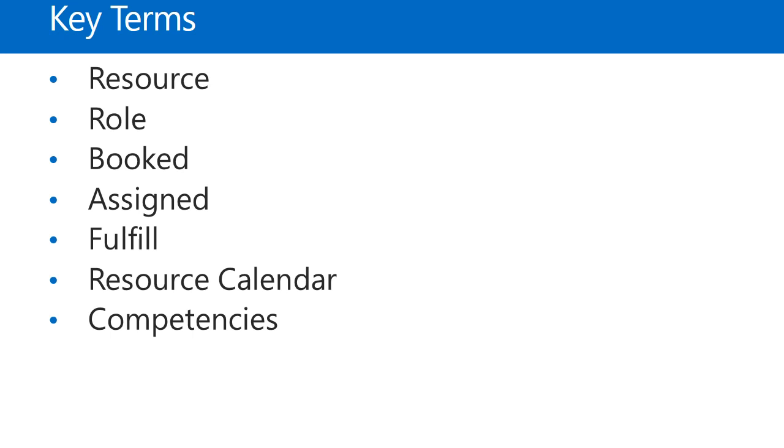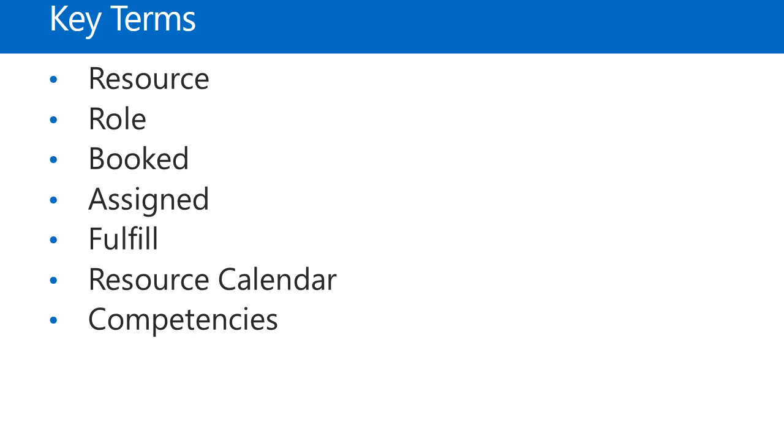So competencies as well. These are associated with resources and roles. So you can assign competencies to a resource, which basically are their skills or characteristics about that resource, and you can assign them to roles as well if you have characteristics about that role that you're looking for. So there's actually functionality where you can find the appropriate resource based on the competencies that you set up. So those are the key terms that I just wanted to briefly talk about.